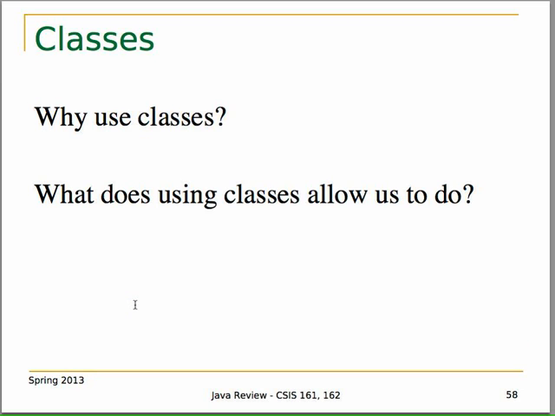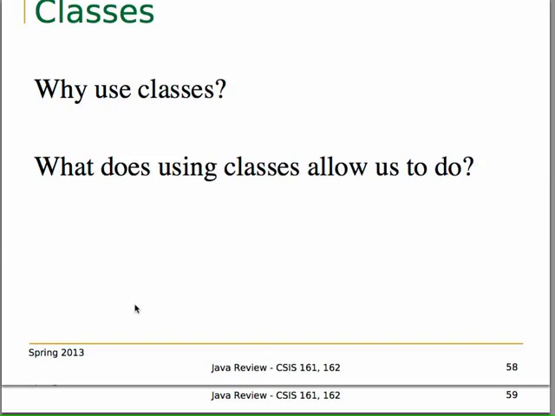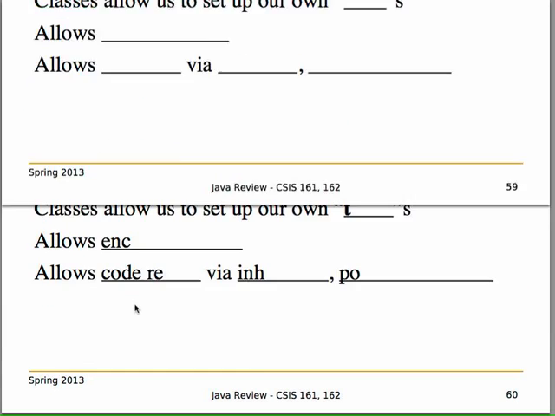All right, let's move on to classes. Why use classes, and what does using classes allow us to do? Well, the basic idea is that with classes we can define our own types. So programmers can define their own things. They're not restricted to just ints, floats, doubles, booleans, chars, shorts, things like that. We can set up our own types, and that is really the key to object-oriented programming. We can set up our own types.